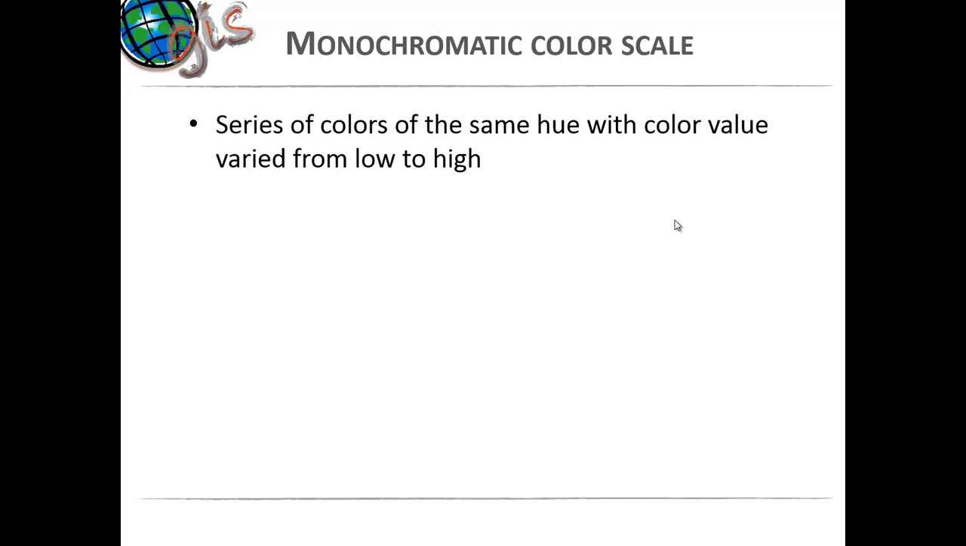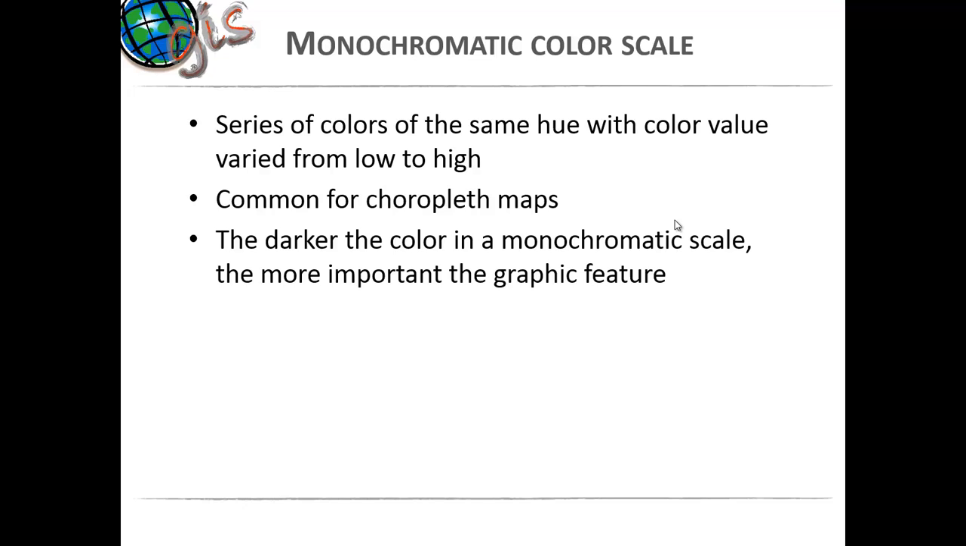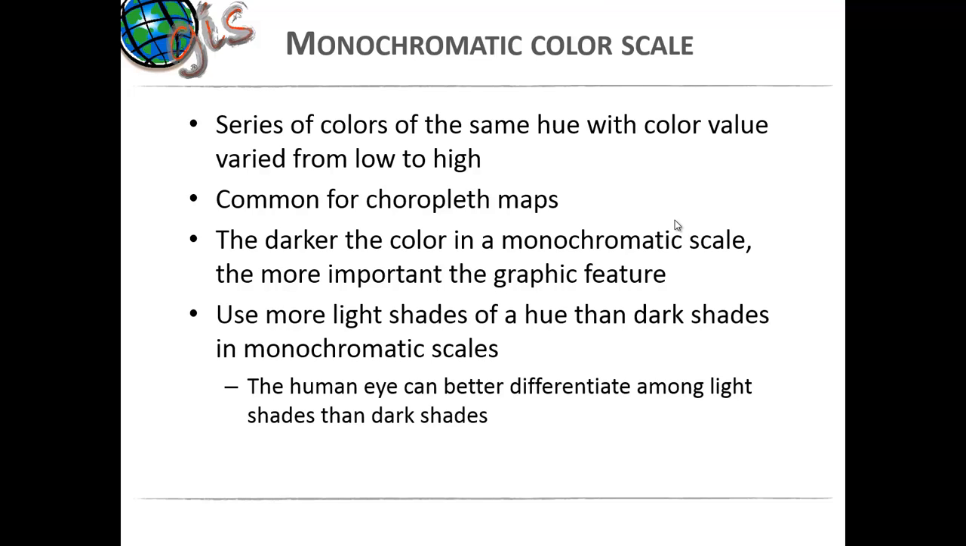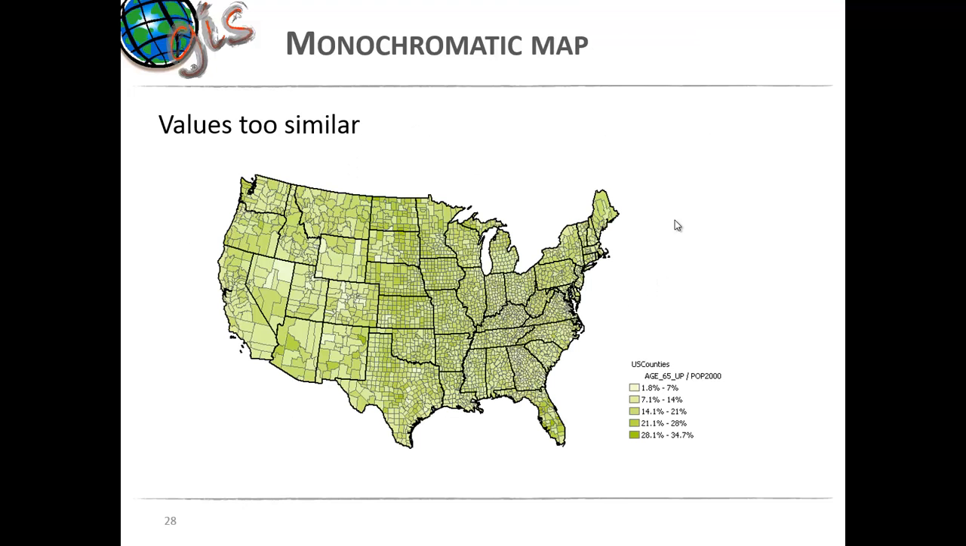So we need to understand the monochromatic color scale, which is a series of colors of the same hue, or same color, going from light to dark or light to black. This is commonly used for choropleth maps, and the darker color in the monochromatic scale is used for the important graphic features. We need to use more light shades of a hue than dark shades in monochromatic scales, because the human eye can better differentiate among light shades than darker shades. You can play with this and know this for yourself, or you can follow simple techniques.